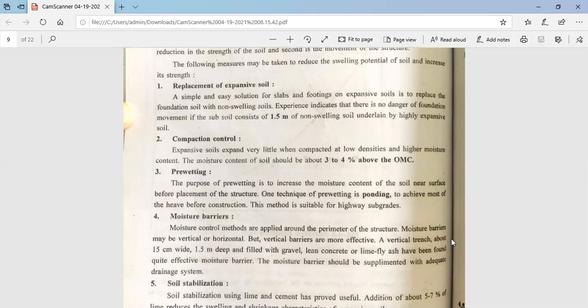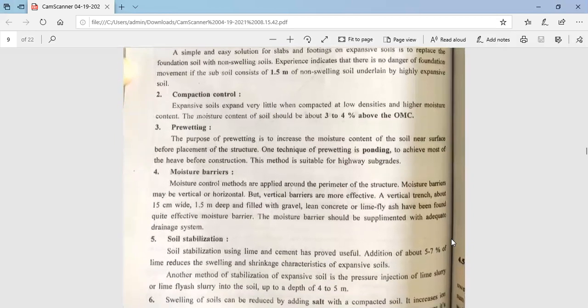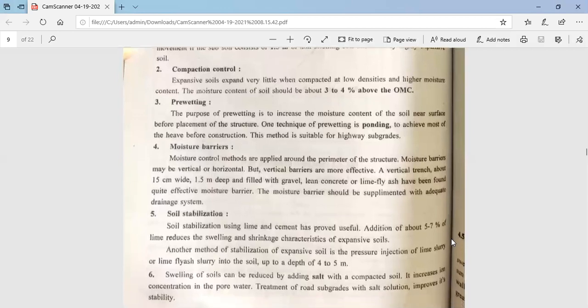The second one is compaction control. Expansive soils expand very little when compacted at low densities and higher moisture content. The moisture content of the soil should be about 3 to 4% above OMC. The third one is pre-wetting. The purpose of pre-wetting is to ensure the moisture content of the soil near the surface before the placement of the structure. One technique of pre-wetting is ponding, to achieve most of the heave before the construction. This method is suitable for highway subgrades.